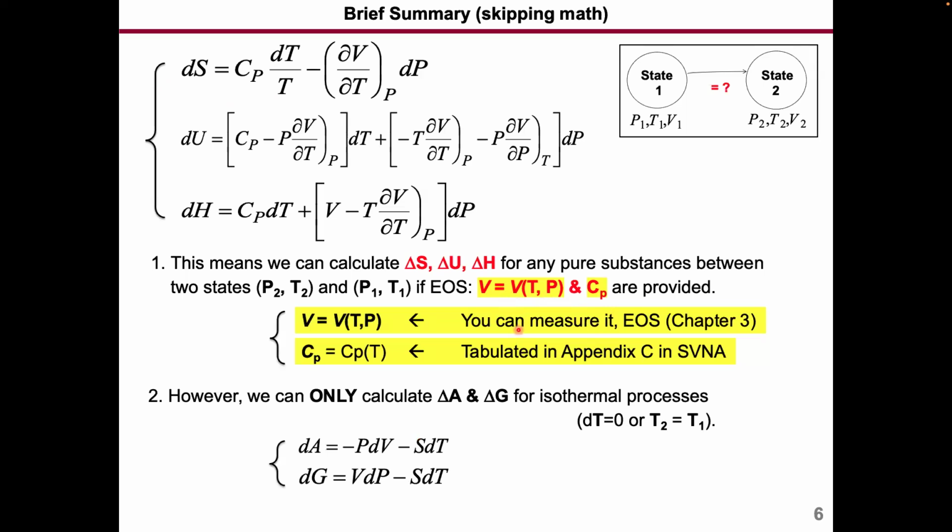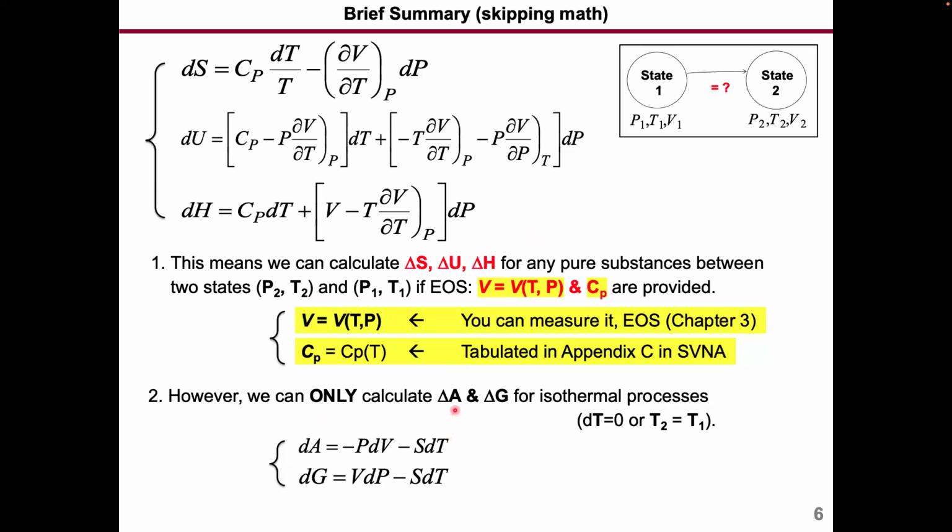However, we can only calculate delta A and delta G for isothermal processes, dT equal to 0, or T2 equal to T1. This is because when you take the integral, if you convert this S to dT, you will have an S dT term in the equation. So in order to calculate that, you have to specify dT is equal to 0. Only for delta S, delta U, delta H, once you know these, can you plug in and take the integral.